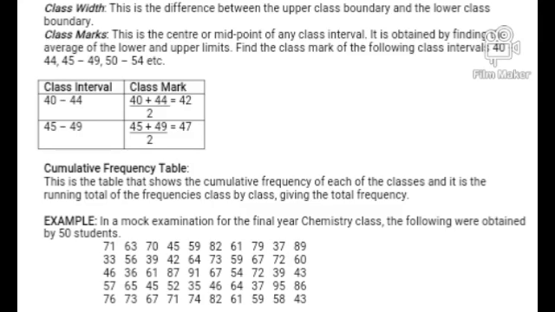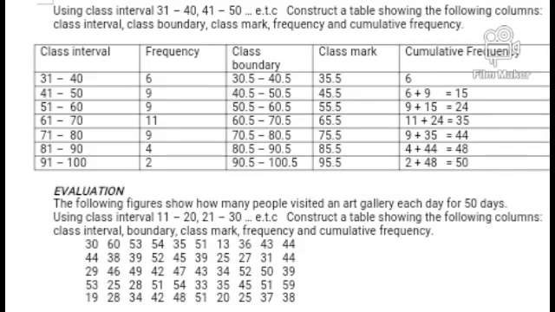Now, the cumulative frequency table. This is a table that shows the cumulative frequency of each of the classes, and it is a running total of the frequency class by class, giving a total frequency. Now, let's consider the following example. Using the class interval 31 to 40, the frequency we have between 31 to 40 is 6, from that table, from the data we have.